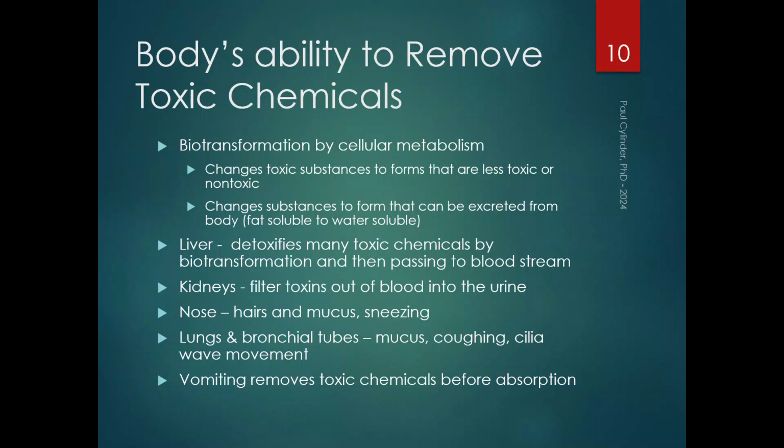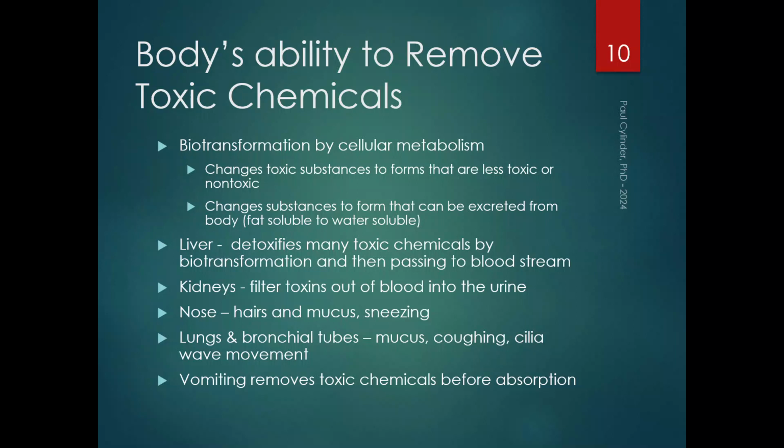The toxic substance may be transformed into a form that is more easily excreted from your body. And this is typically by changing the toxic chemical from being fat soluble to being water soluble. Because something that's water soluble can dissolve in water, can go into your urine and be flushed out of the body. So that's a common transformation that happens in the body, changing a toxic substance to a form that's water soluble and easily flushed from the body.